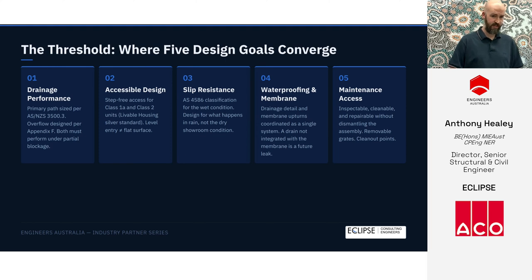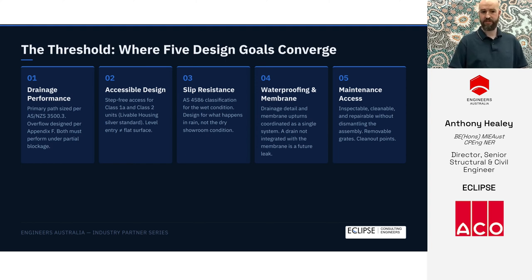Drainage performance. The primary drainage path must handle the design flow. The overflow path must be designed, and both must still work under partial blockage. Accessible design. The approach and threshold must comply with accessibility requirements. For classes 1A and class 2 sole occupancy units, that now reflects the Livable Housing Design Guidelines Silver Standard. Step-free entry doesn't mean flat, it means the accessible route is preserved.